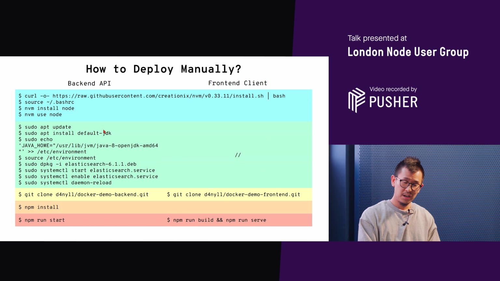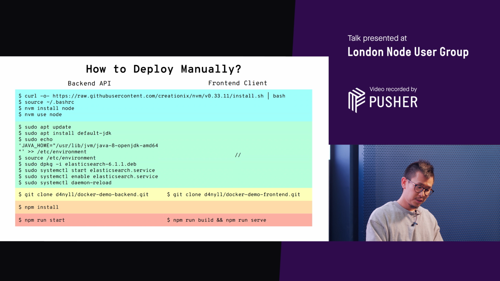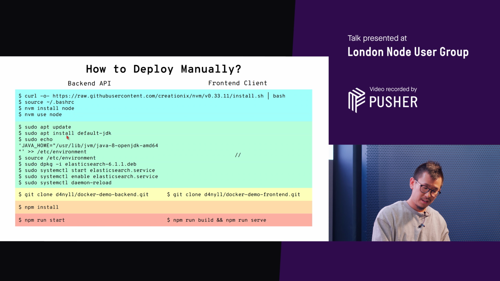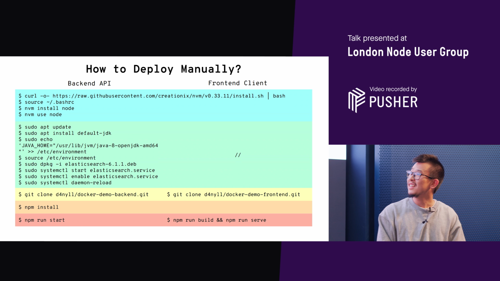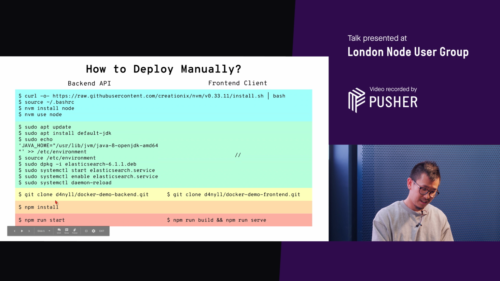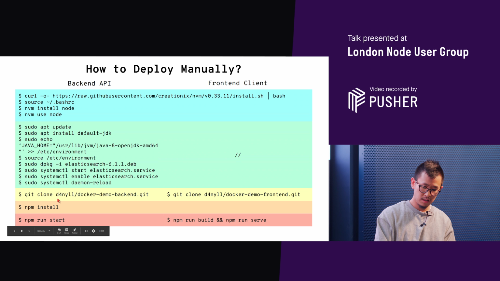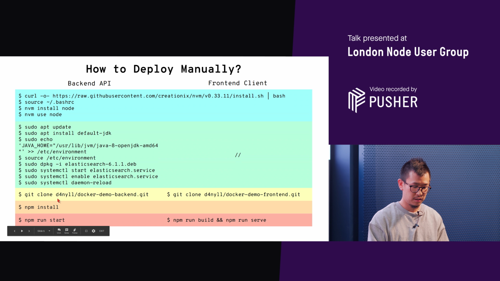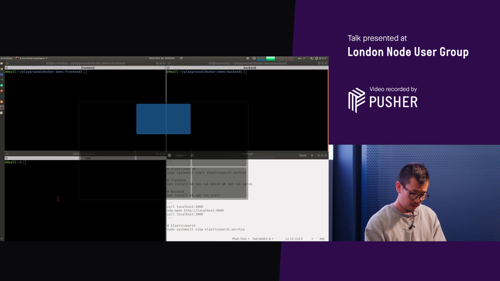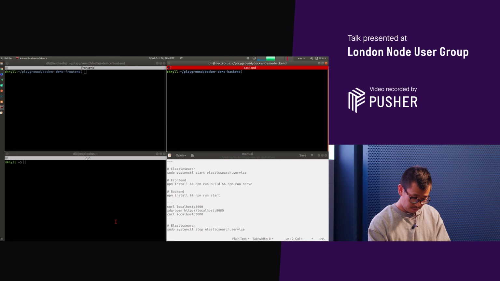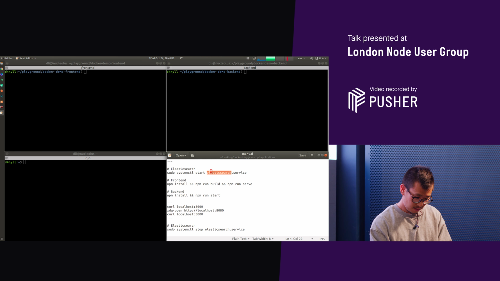So this is how you would deploy it manually. First, you have to install Node. Then you have to install Elasticsearch, which is based in Java. And then you download the repository, run the installation script, and then run your application. So this is what you have to do.